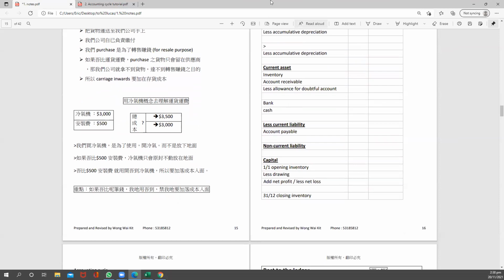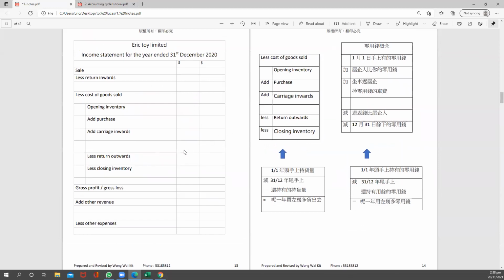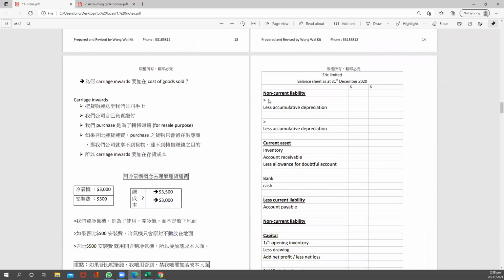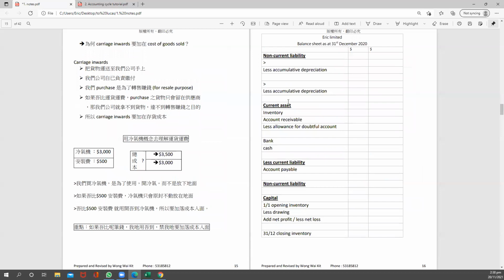Okay, so we just finished the income statement and the balance sheet. Just one more time: only revenue and expenses can be recorded in the income statement. We have 6 natures. What are the others? Asset, liability, capital, and drawing are recorded in the balance sheet.